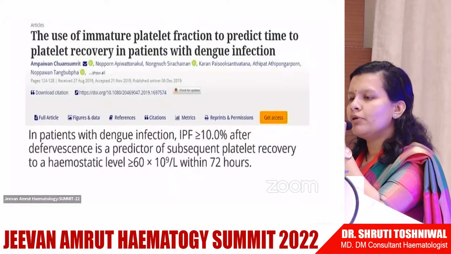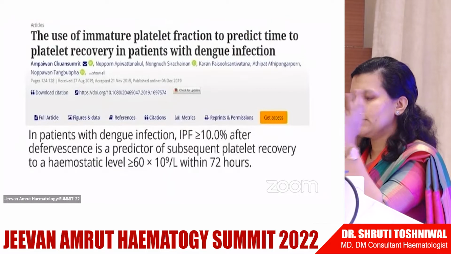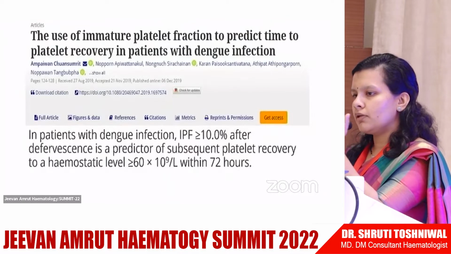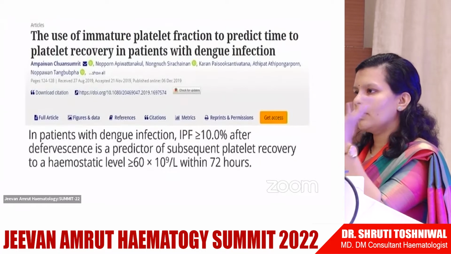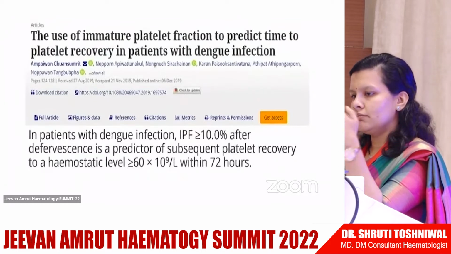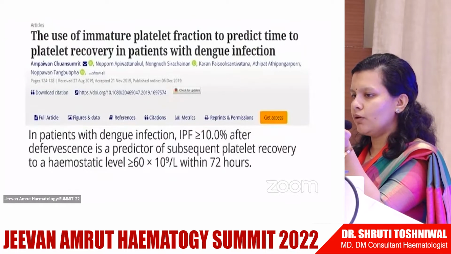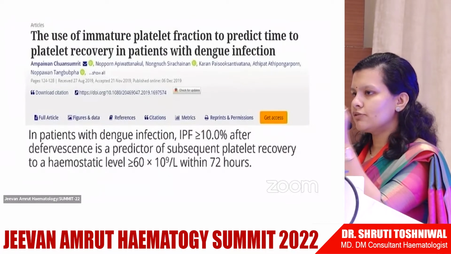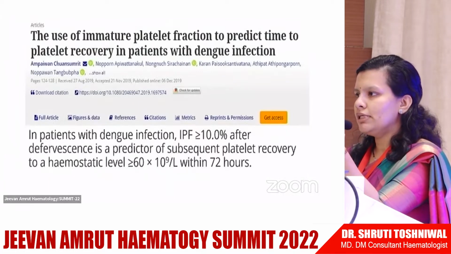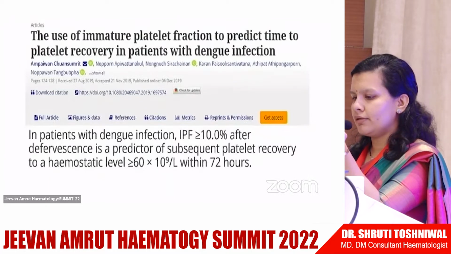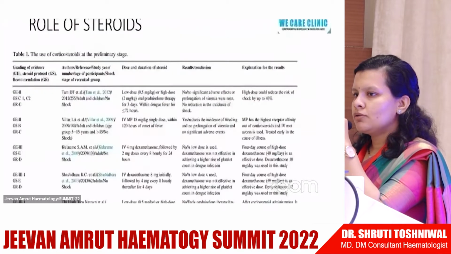They have said that if the IPF is more than 10% after defervescence, like after your fever has gone and you are in the critical phase, and the IPF is rising, then you can say that the platelets will recover within the next 72 hours. So you can avoid unnecessary transfusion in this phase where your IPF is rising. And IPF is easily available on any 7-part hematology analyzers.